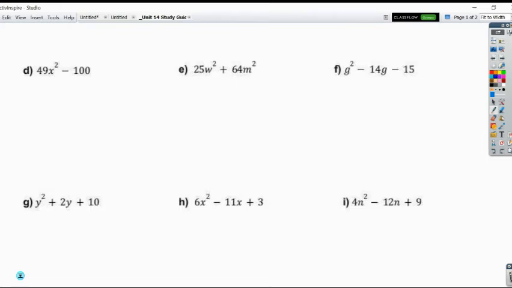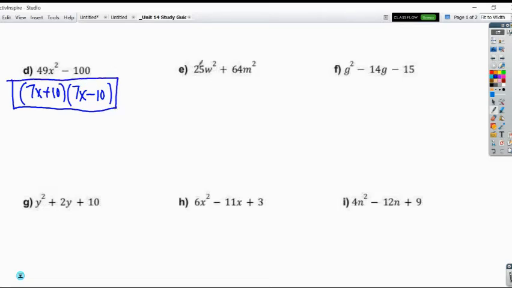This one again, I see two terms in it. I notice that 49 and 100, one's an odd, one's an even, so my chances of finding those common factors are pretty limited. And I do see that 49 is a perfect square, x squared is a perfect square, and 100 is a perfect square. So that makes a difference of perfect squares. The square root of 49 is 7. The square root of x squared is x. The square root of 100 is 10. One's got to be a positive, one's got to be a negative. There's our factored format.